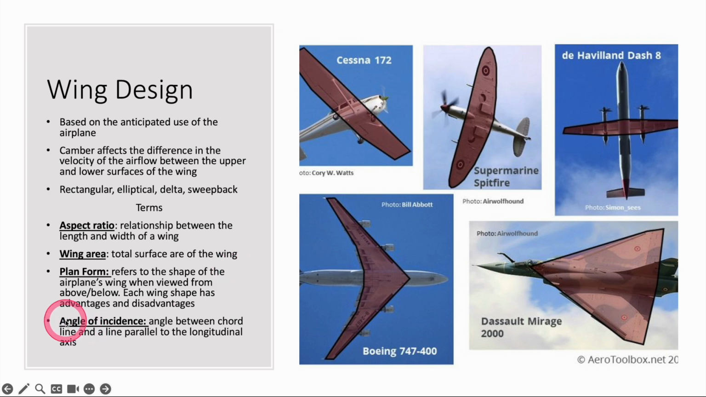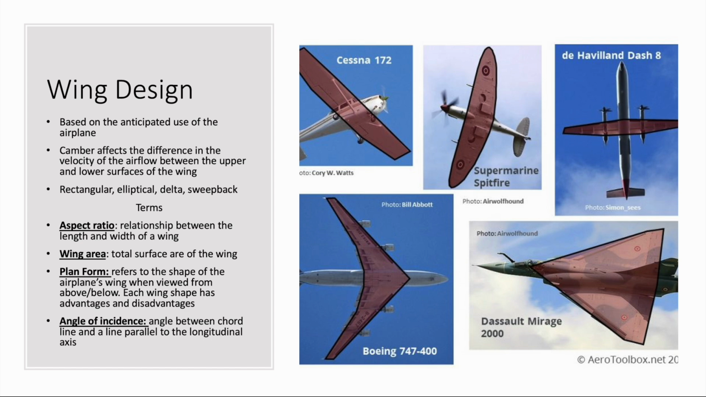And angle of incidence, you don't necessarily need to know this at the private level, but it's comparing the angle between the chord line and a line parallel to the longitudinal axis of the plane. So if the plane was parked on the ground, what angle does that wing make with the longitudinal axis of the plane? So if this is the body of the plane and this is the angle of the wing, some planes are designed with a lower angle of incidence, other ones are designed with a higher.